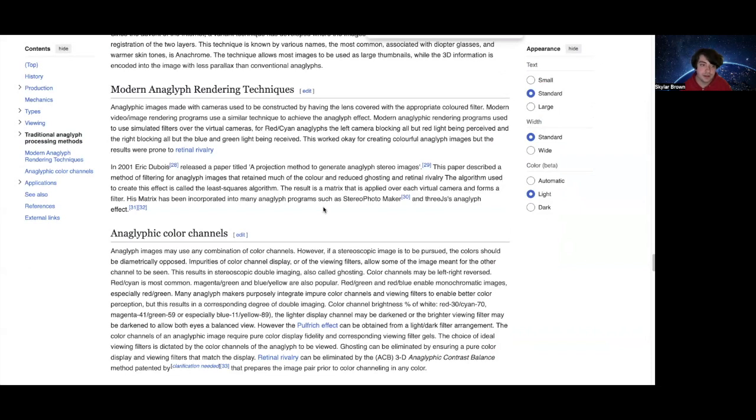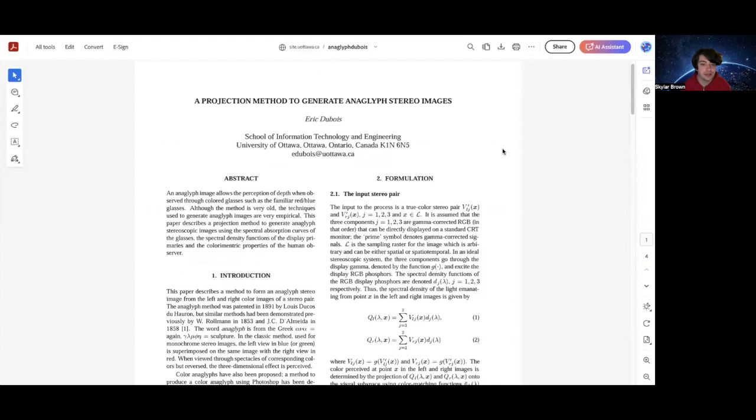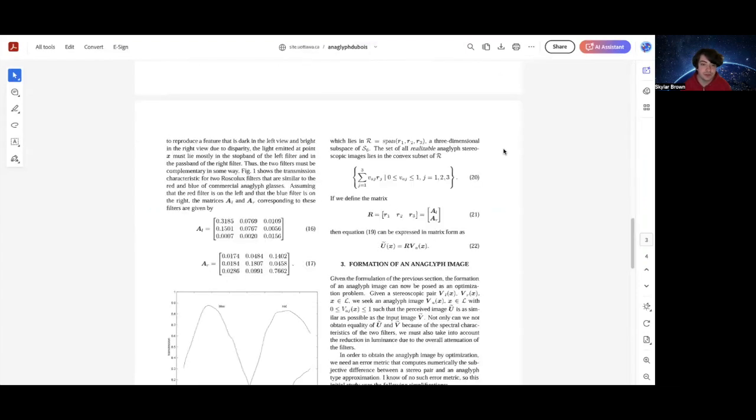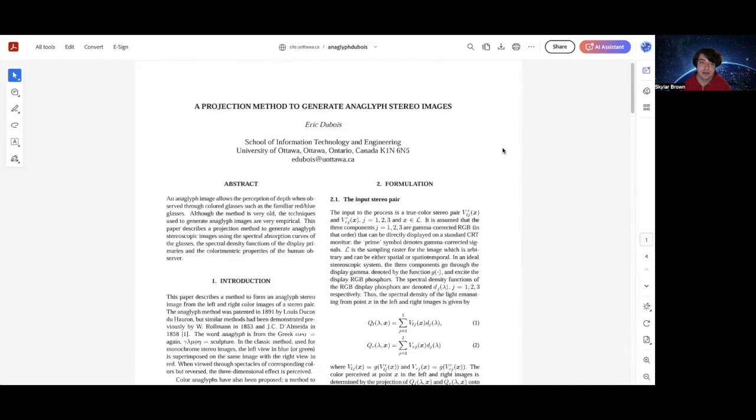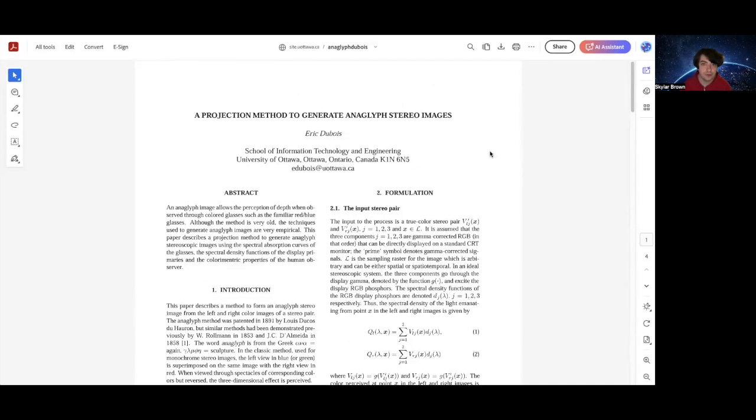So in 2001, this person named Eric Dubois discovered that there was a better way to see anaglyph images, and that would be through this method that filters the colors of the original content. And this is a whole bunch of math that can pretty much be summed up in that reds and blues are going to be duller so that the bright reds and bright blues and bright cyan that are part of the anaglyph 3D content filter the eyes and the images correctly for the eyes.